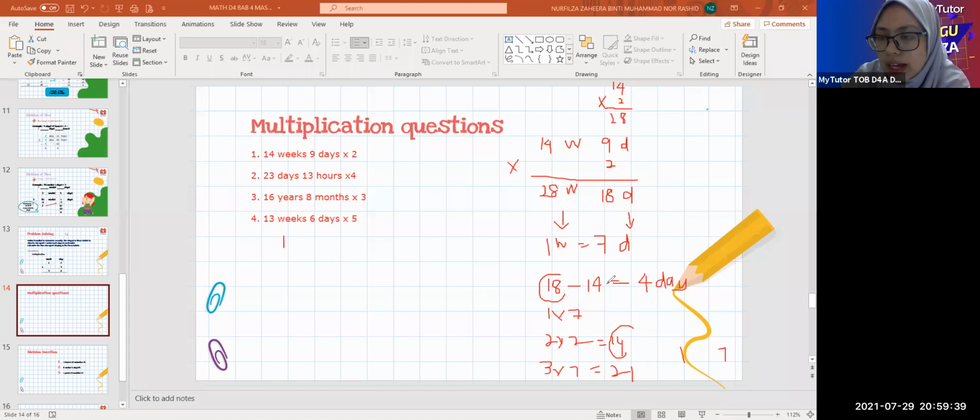So what do you do with the 14 days that you take out? These 14 days, you bring to this section, bring it to weeks. So 14 days is equal to 2 weeks, right? That means you have to add another 2 weeks to these 28 weeks. 28 weeks plus 2 becomes 30 weeks. And then as usual, the balance is now 4 days. So the answer is 30 weeks and 4 days.